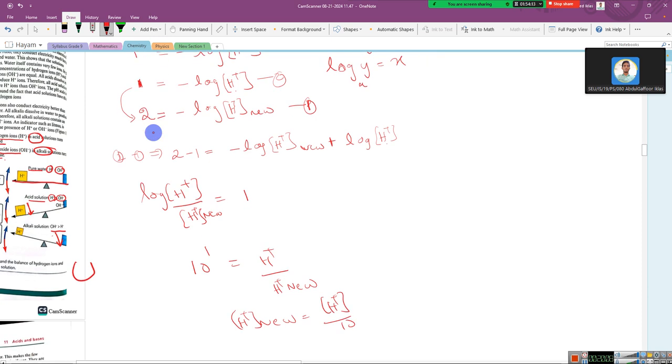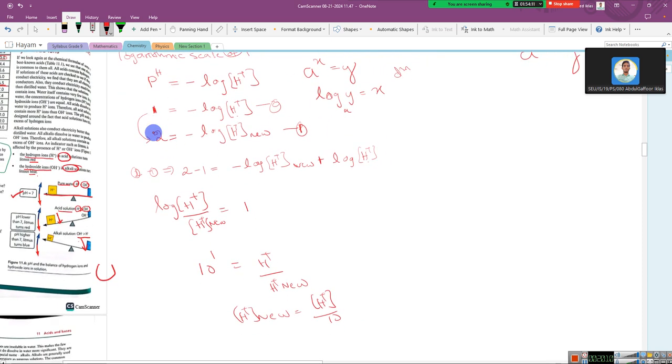Now let me explain this equation to you. Don't get confused with this log. Log is a mathematical operation like addition or subtraction. Where did the equation come from? This equation we have not studied, and in your syllabus also they have not introduced this.